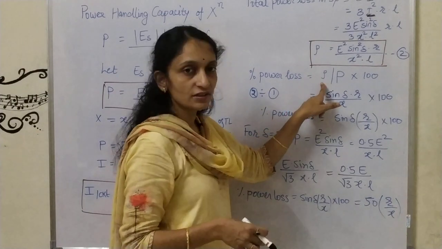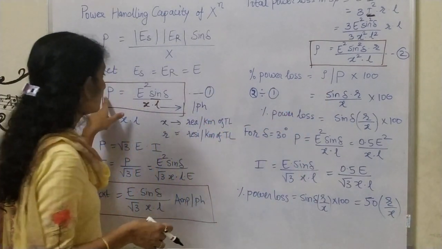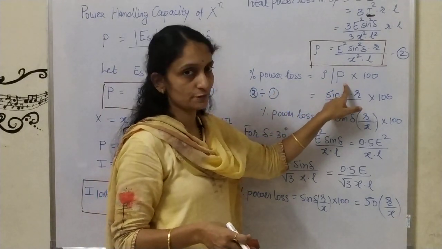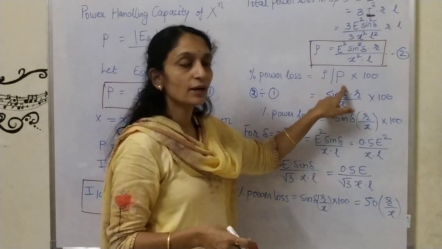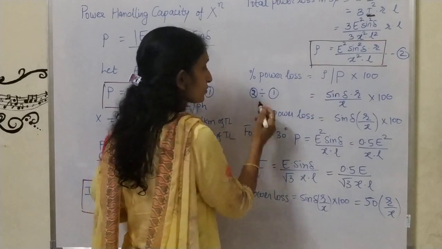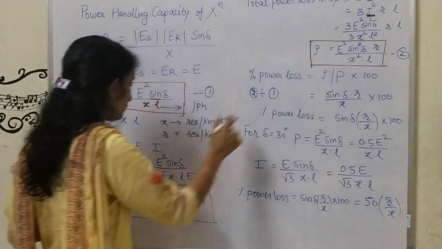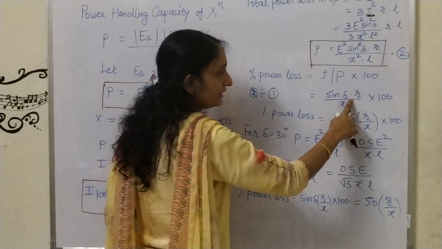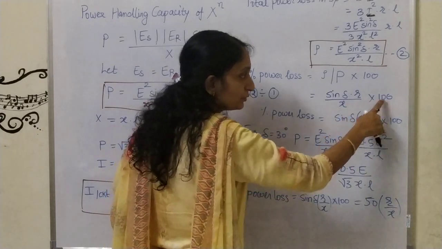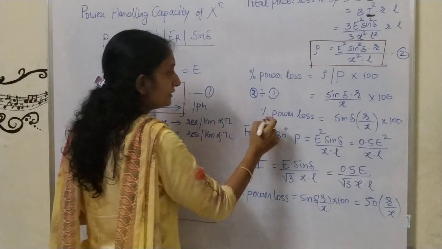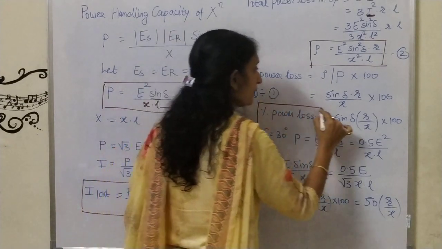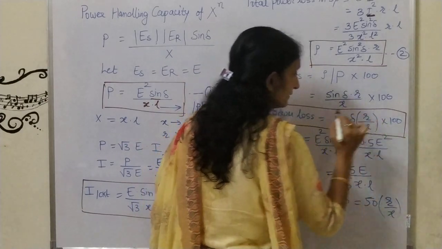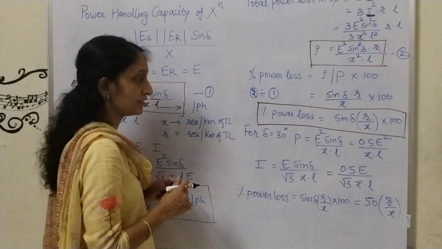total power loss in three phase upon the power transfer. So I have written here small p by capital P into 100. Dividing expression number 2 by expression number 1, finally we get sine delta R by X into 100. So percent power loss is given by sine delta R by X into 100. This is the expression for percent power loss.